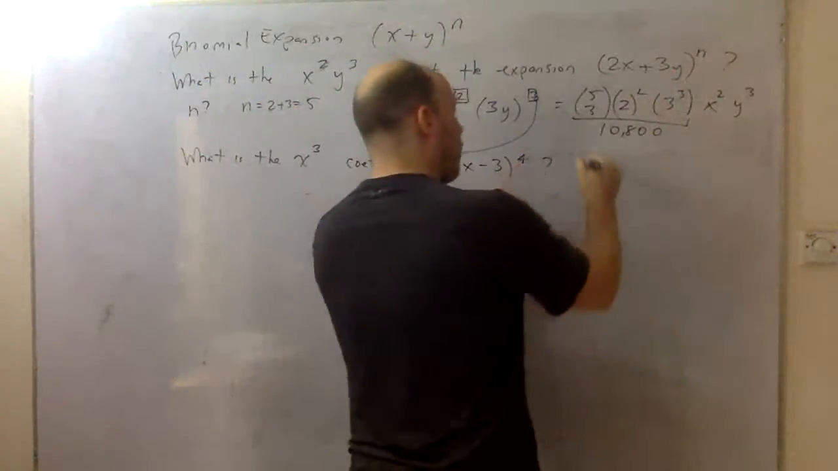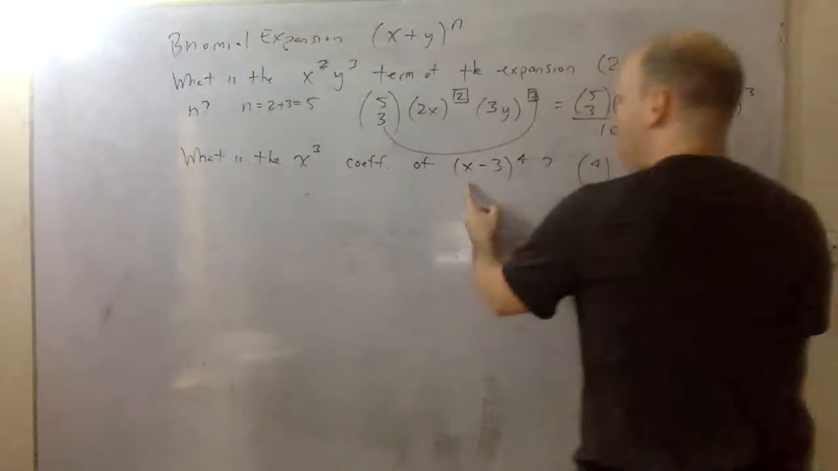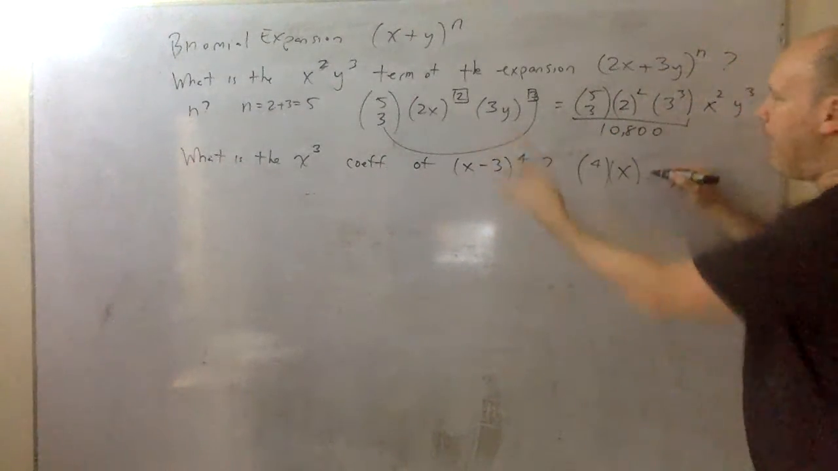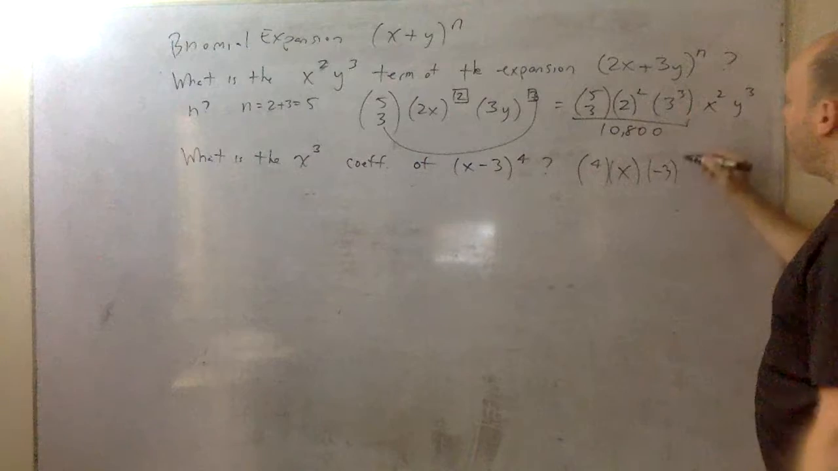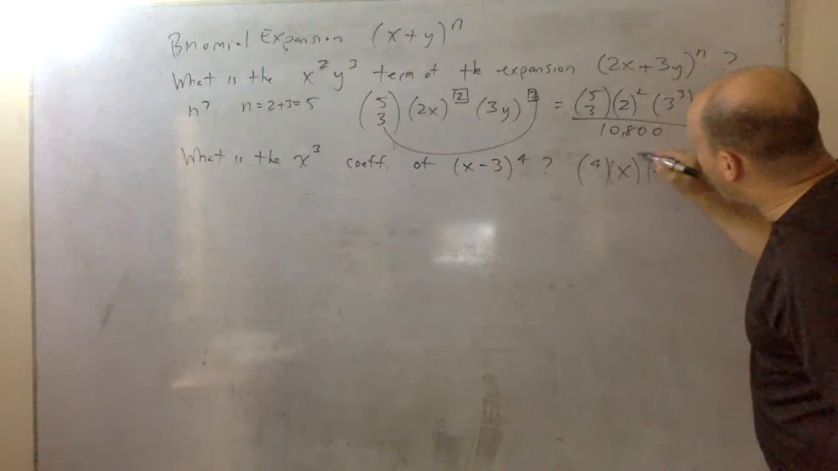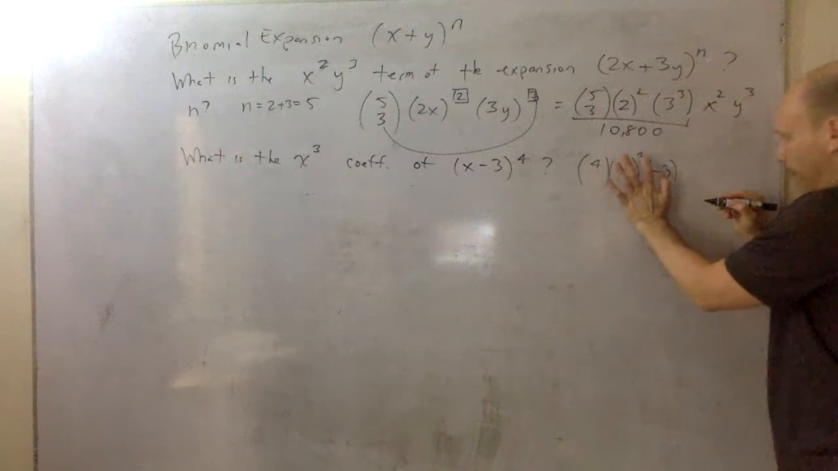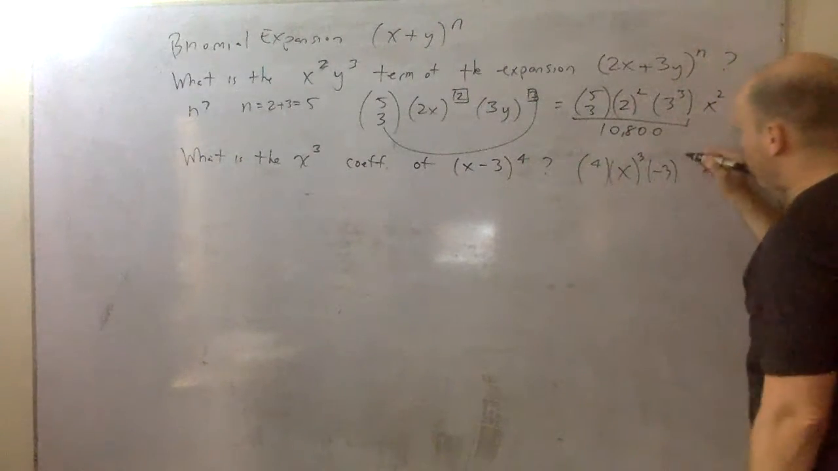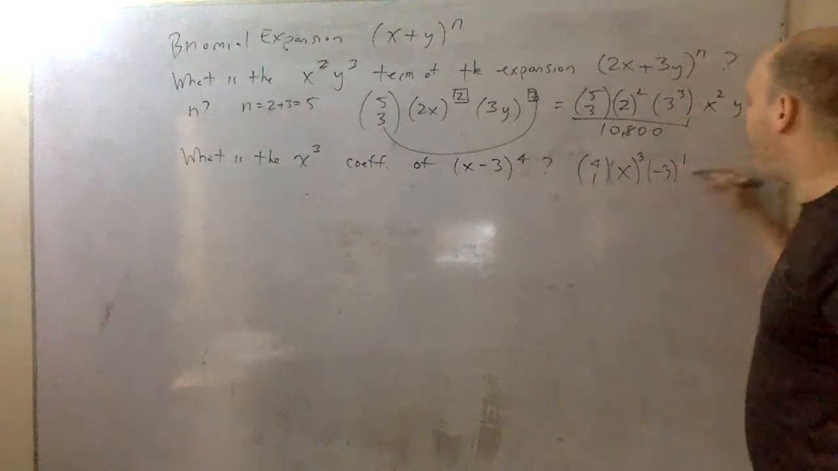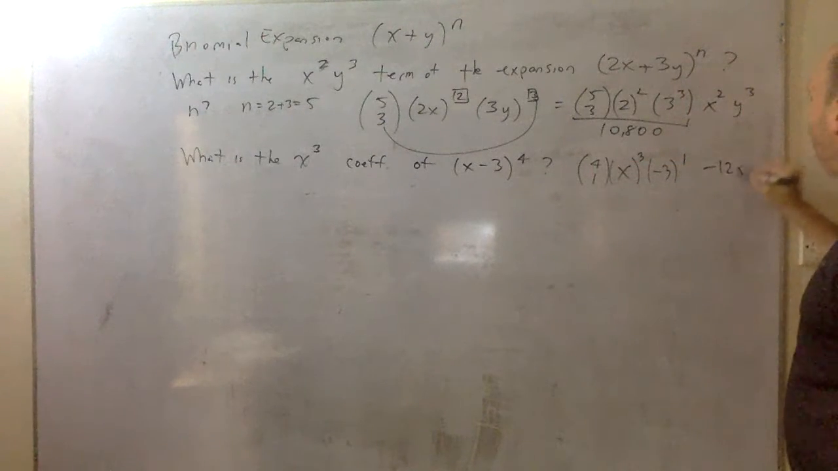It's the fourth, so it's 4 choose something. We know it's x to the something, negative 3 to the something. Well, I asked for the x to the third term, so x gets the 3. I know the sum of the exponents has to equal 4, so this is 1. Stick the 4 down here, and it's easy. It's negative 12x to the third.